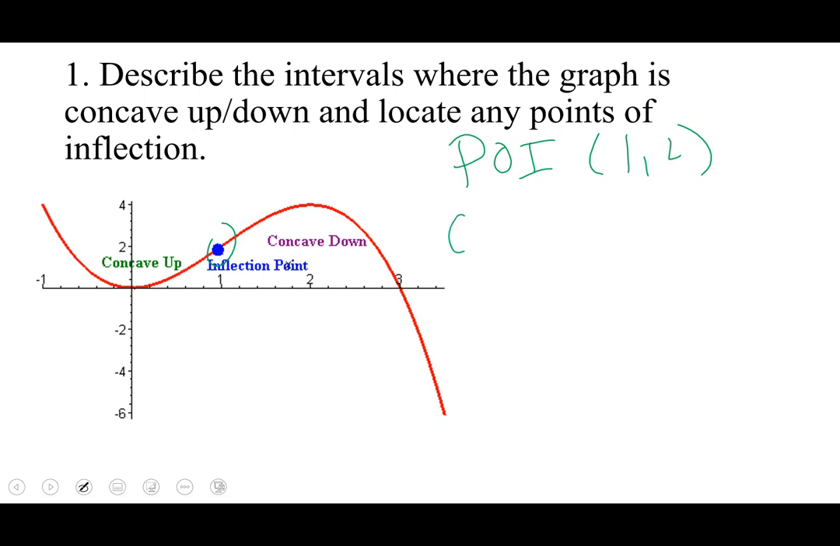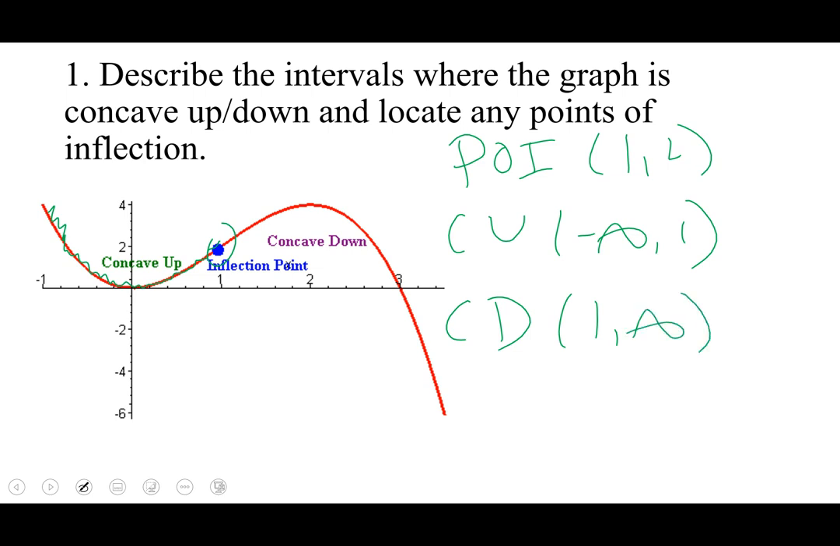So in terms of the graph being concave up, it looks like the graph is concave up everywhere right up until the point of inflection. So that would be from x equals negative infinity to x equals positive 1. So I'm going to use CU for concave up, and that would be from negative infinity to 1. Then the graph would be concave down everywhere else, which would be from the x value of the point of inflection to the biggest x value, which would be infinity.